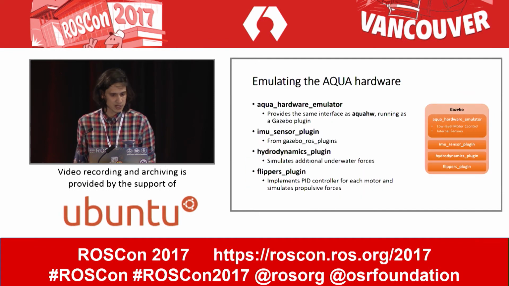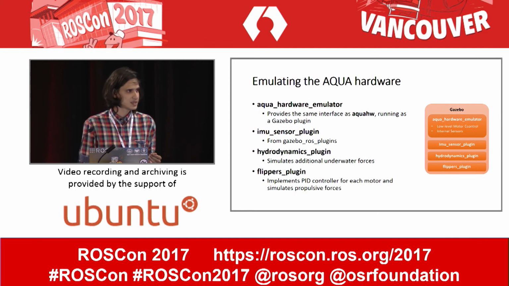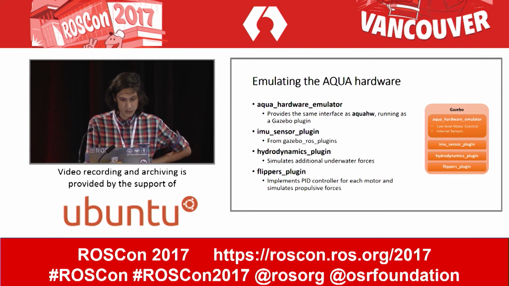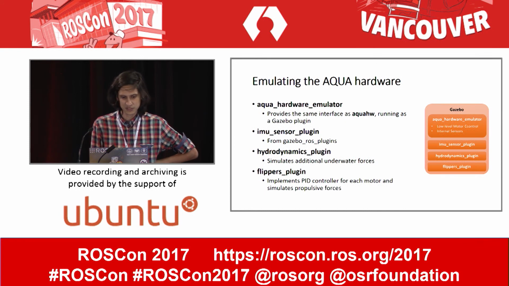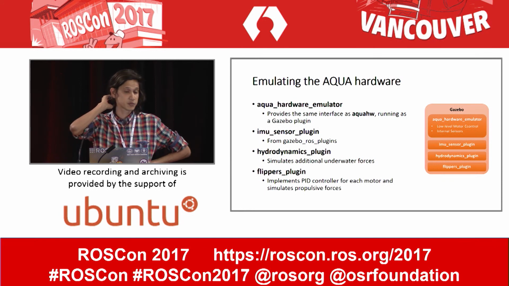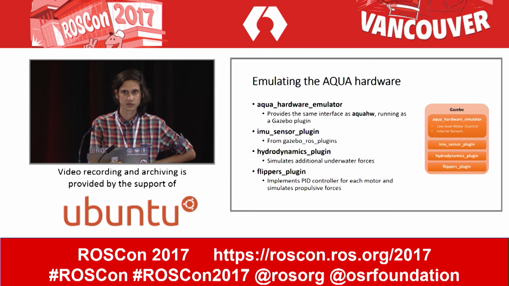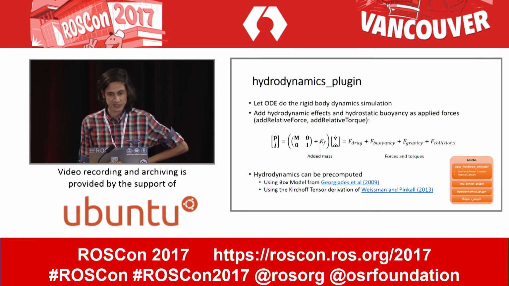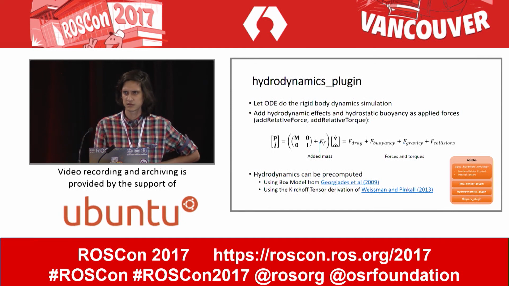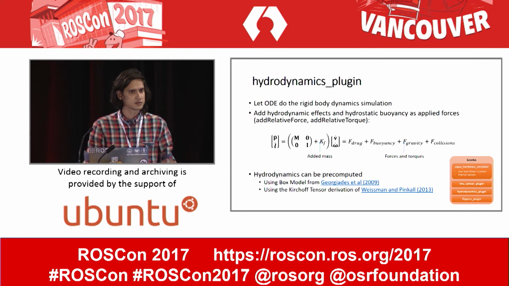Emulating the AQUA hardware consists of a plugin that implements the same interface as our AQUA hardware package. We use the IMU sensor plugin from Gazebo ROS, which works fine for our simulations. Then we add 2 plugins to simulate the additional underwater forces and the propulsion model, since we're not simulating the fluid around the robot. For simulating the hydrodynamics, it's very similar to the aerodynamic drag from the presentation on self-driving cars. We just add everything as external forces.